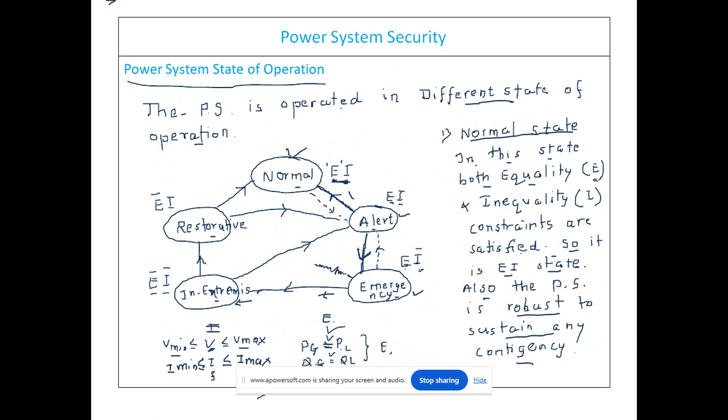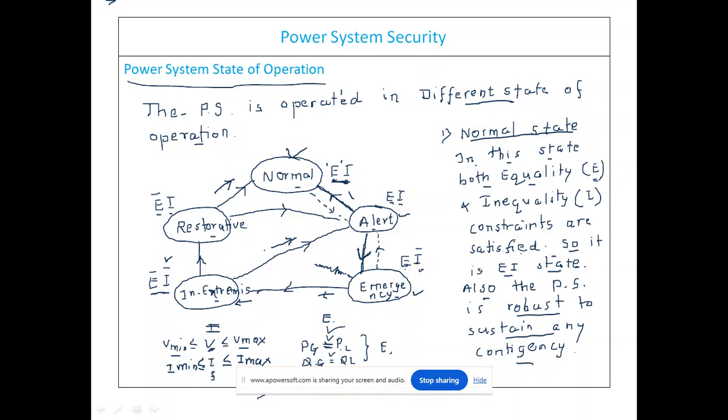So here both E and I are not satisfied, but if you do something with the inequality constraint, then you can go to the restorative state, where E is not satisfied but the inequality constraint is satisfied, and from there you can switch to the normal state. Okay, and if the corrective action has taken place, then there is a possibility that you can switch to the alert state also, where E and I both are satisfied.